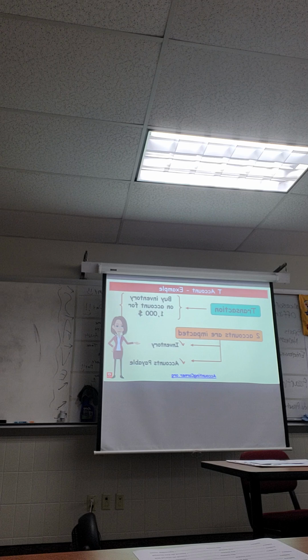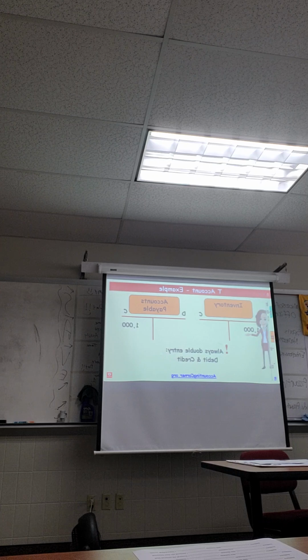Company buys inventory on account for $1,000. Inventory is acquired on credit, and payment will be done later within the terms agreed with the supplier. The following accounting entry to be posted. Debit to inventory, 1,000. Credit to accounts payable, also 1,000.